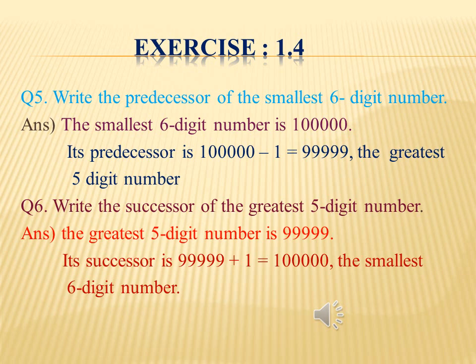Now question number 6. Write the successor of the greatest 5-digit number. We all know that the greatest 5-digit number is 99,999. So to find its successor, we have to add 1 to it. So 99,999 plus 1 gives us 1 lakh, which is the smallest 6-digit number. Hope you all have understood question number 5 and question number 6.